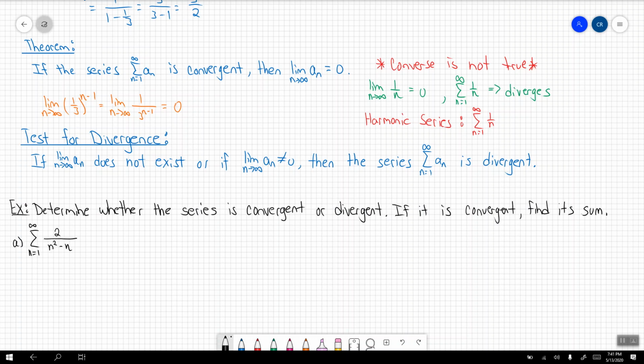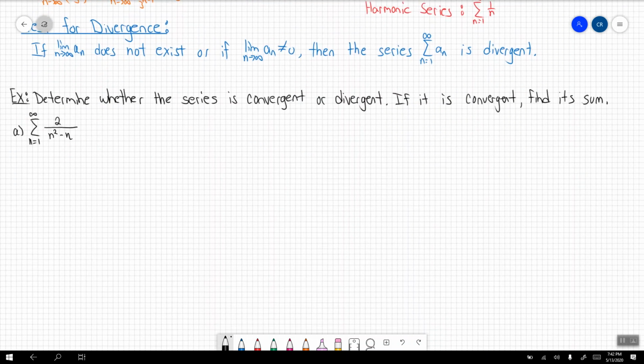Now, here's an example that says determine whether the series is convergent or divergent. If it is convergent, find its sum. So the first example that we have here is where we have this infinite series and we have the function given to us as 2 divided by n squared minus n. All right, so some of you might be saying, hey, Mr. Castro, well, can we factor the denominator? Can we do different instances? Yeah, sure, we can do all of that. All right, so you can definitely try it.